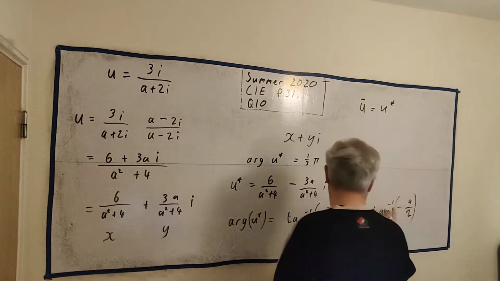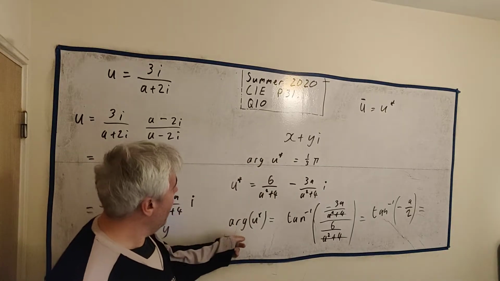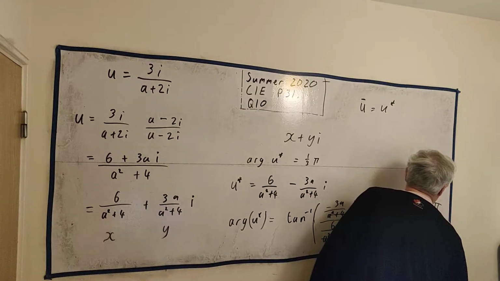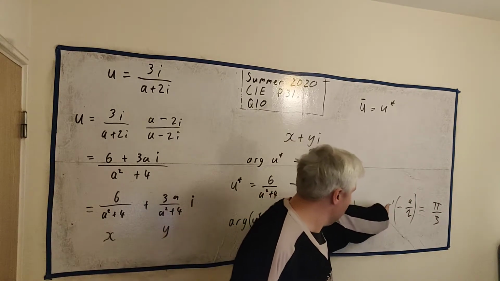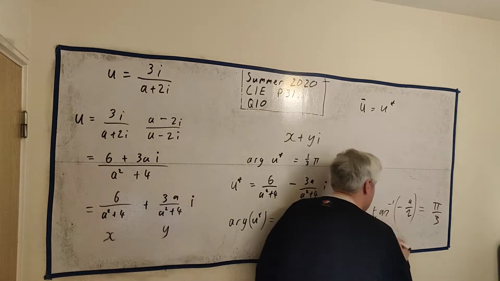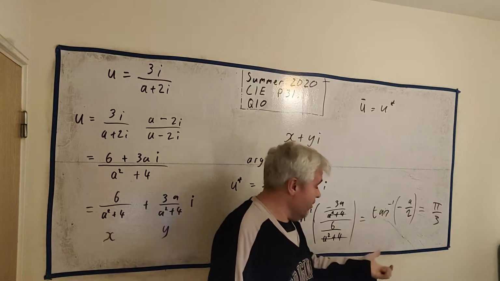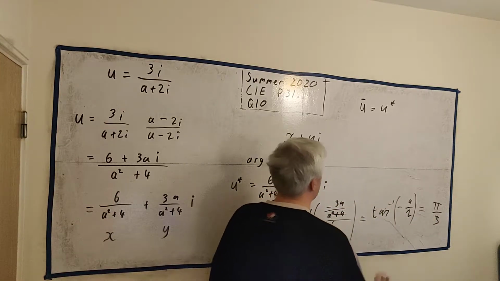Minus a over 2. And remember, this is equal to, here it is up here, pi over 3. All right, we can go ahead and solve this. We just need to take the tangent of both sides. The tangent will destroy the inverse of the tangent. They destroy each other. So what is the tangent of pi over 3?